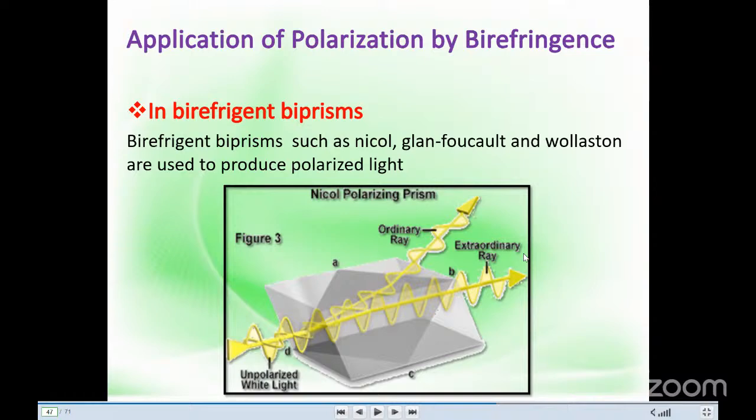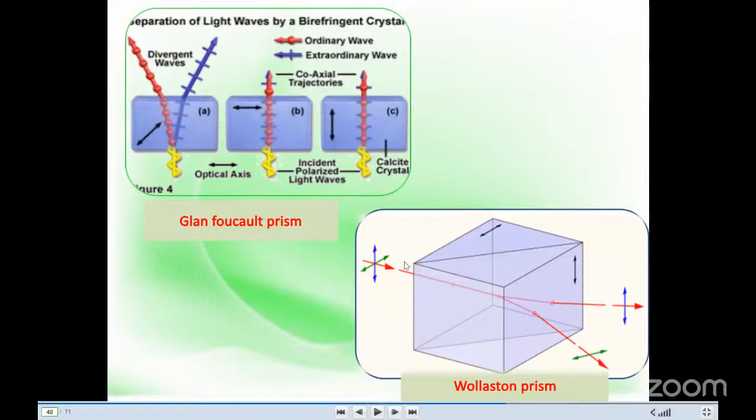So polarization by birefringence. In birefringent prisms, such as Nicol, Glan-Foucault, and Wollaston, which are used to produce polarized light. So this is unpolarized light. This is the Nicol prism. The extraordinary ray passes through the Nicol prism along the optic axis, and the ordinary ray emerges out making an angle theta with the direction of the principal axis. And there is a deviation between E and O. Okay. So this is the Wollaston prism.